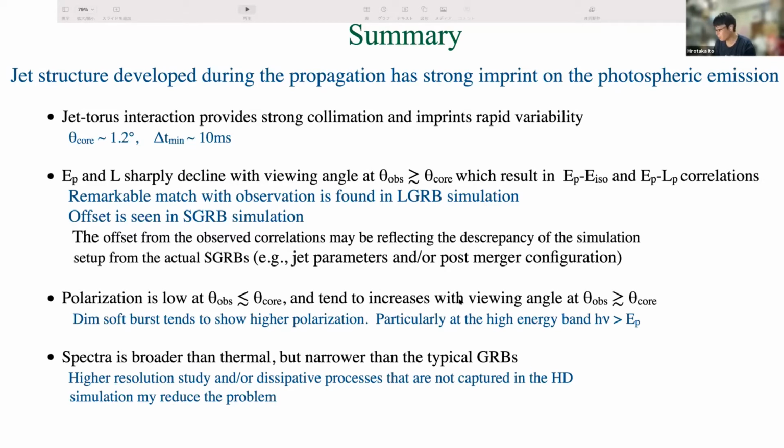As for the polarization, while low polarization is found in the core part of the jet, it can be larger beyond the core angle. So our simulation predicts that dim, soft bursts tend to show higher polarization, particularly at the high energy band, and in principle, this can be a characteristic to test this scenario.